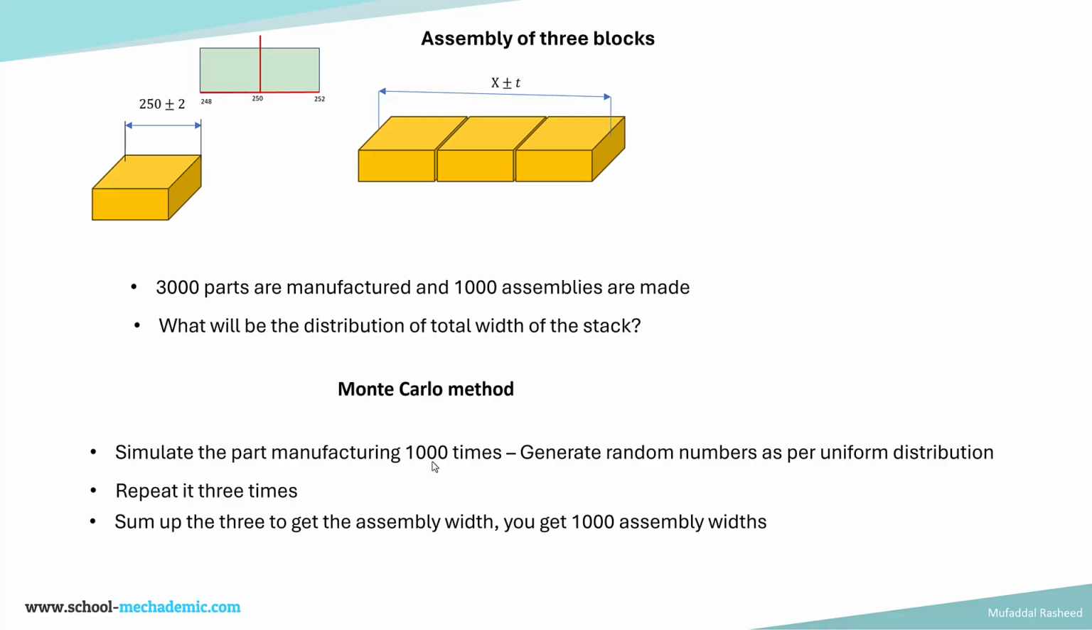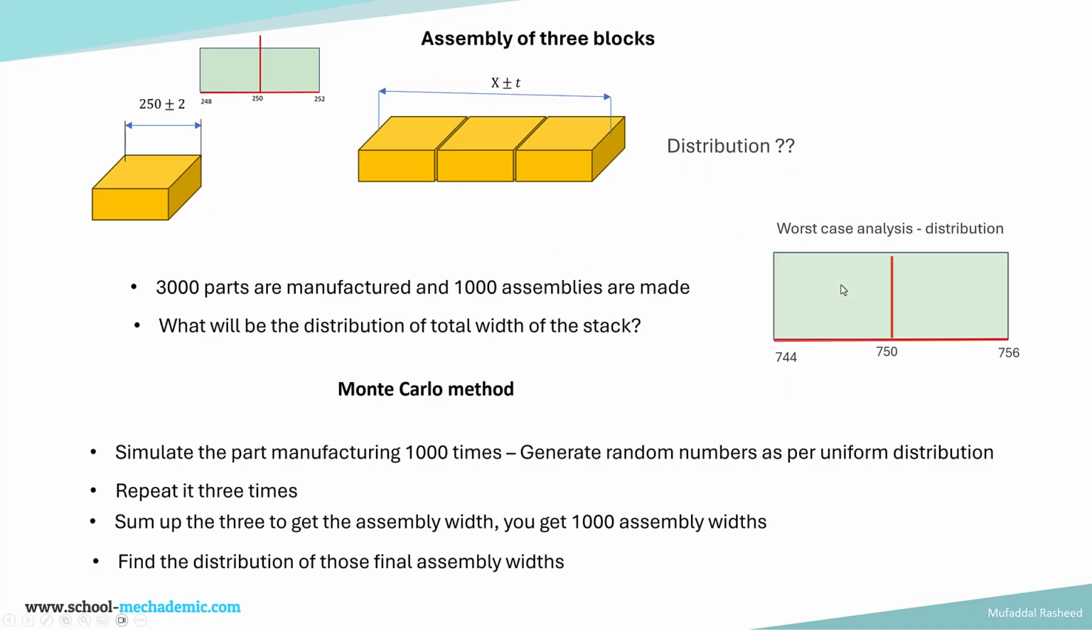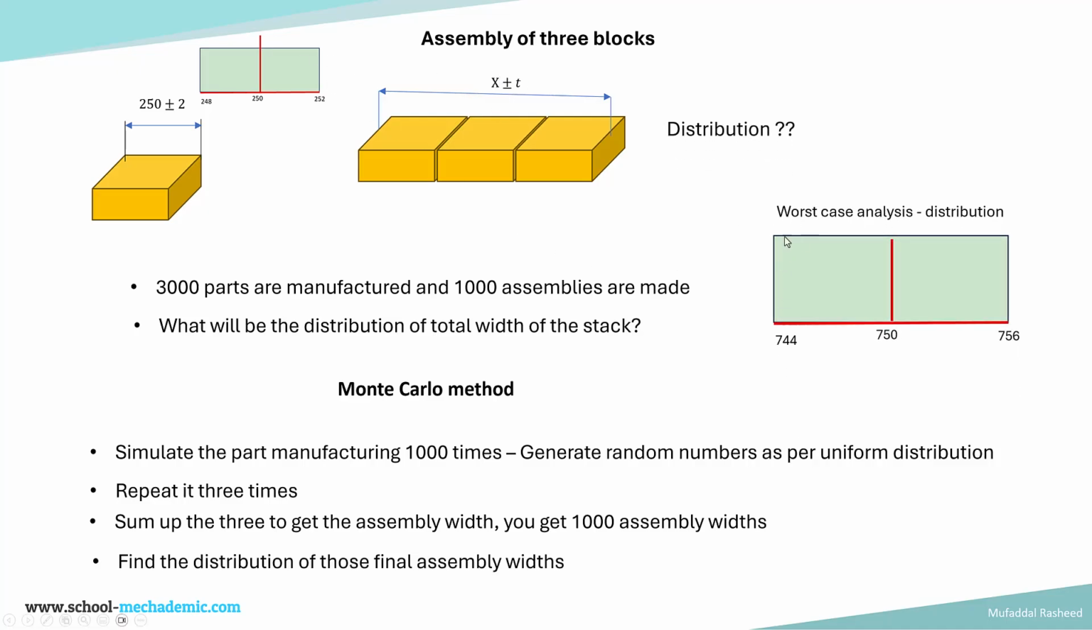So let's do this in Excel. We will get the idea as to what kind of distribution we get for this specification. Will it be a uniform distribution as shown over here, which is similar to the worst case analysis? In worst case analysis, when we do the worst case analysis tolerance stack up, we consider the probability of it being at the lowest end, which is 744.